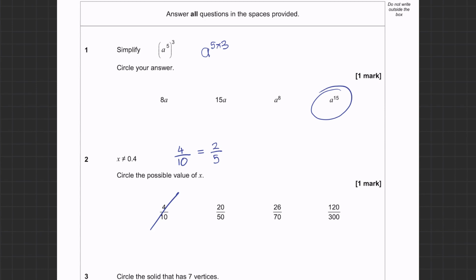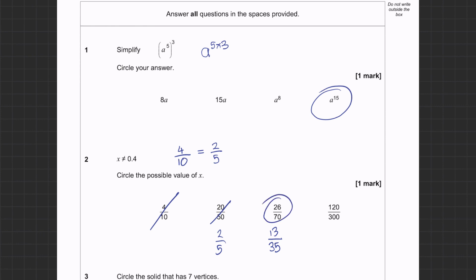This will come in handy now, because we can see 20 over 50. If we simplify that down, divide both the top and bottom by 10, we'll get 2 over 5. So it can't be that one, because that's also equivalent to 0.4. 26 over 70. Well, if we divide the top and the bottom by 2, we'll have 13 over 35. 13 is a prime number and doesn't go into 35, so I believe it's this one.